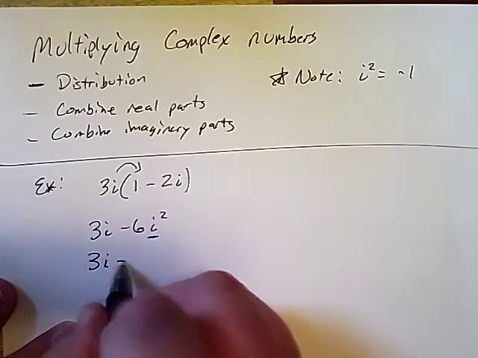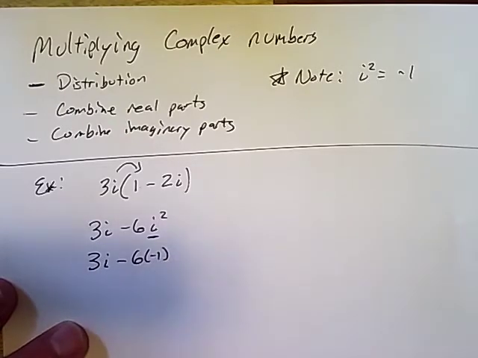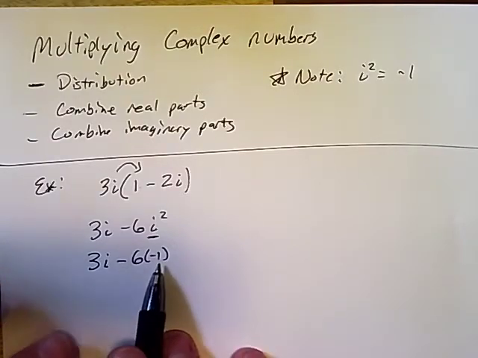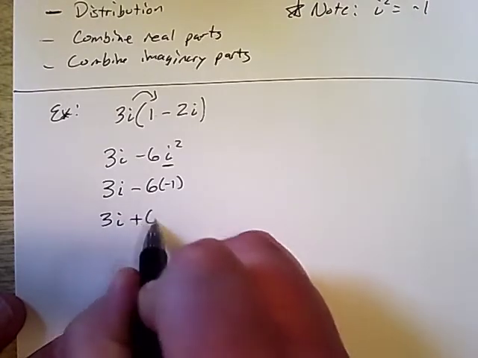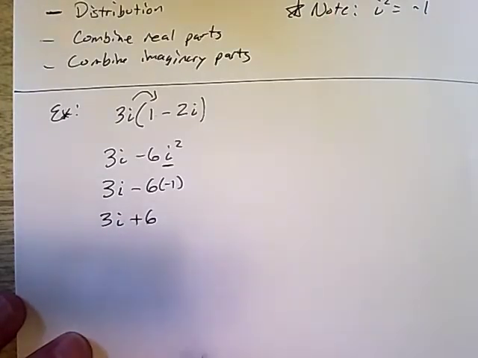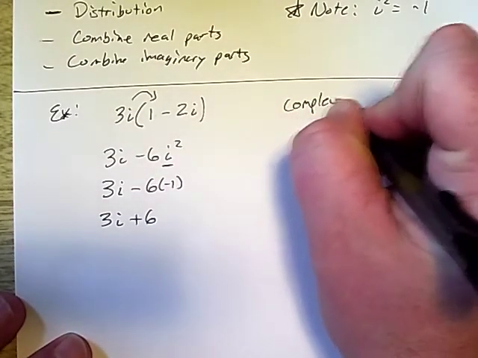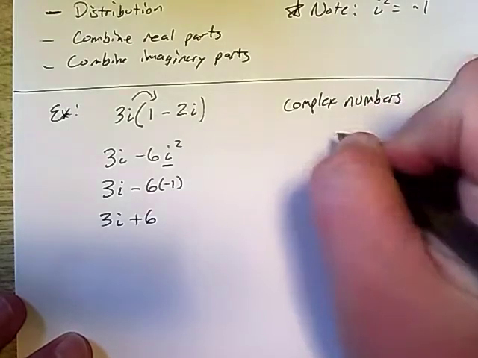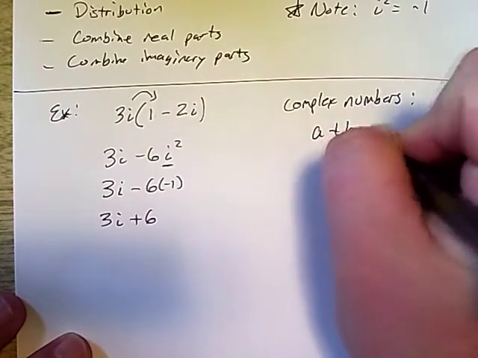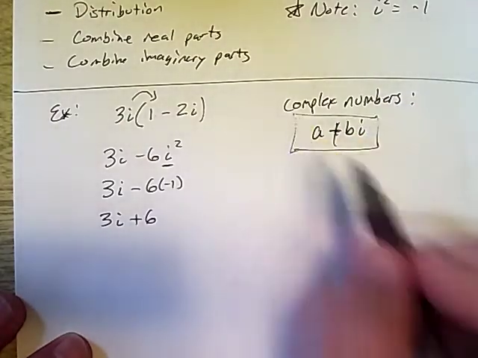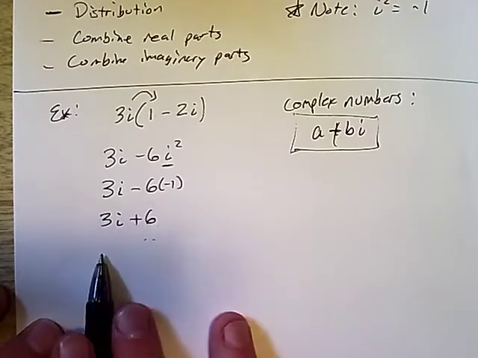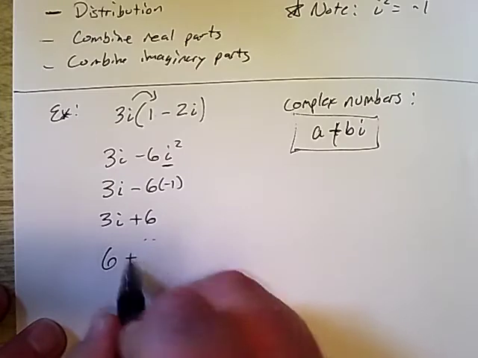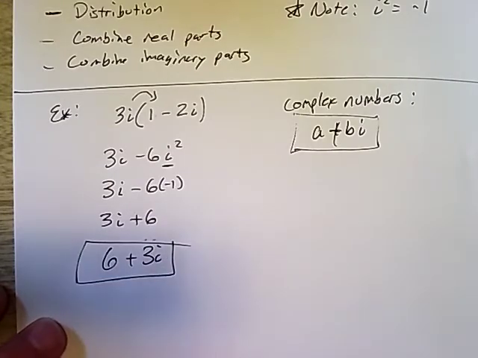So then I get 3i minus 6 times negative 1. And a negative 6 times a negative 1 is a positive 6, right? So then I'm left with 3i plus 6. Well, I want to write this in the form of a complex number. And remember that complex numbers are always in the form of a plus bi. So I want to rewrite this where my real part goes first and my imaginary part second. So my final answer on this would be 6 plus 3i.